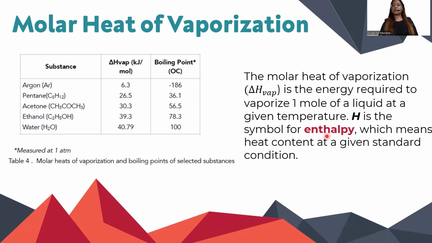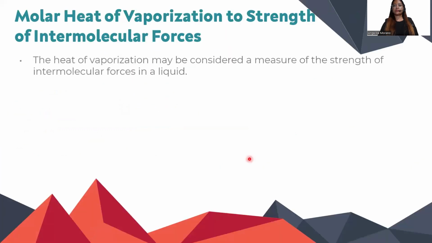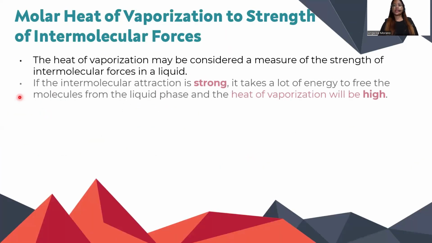So H is the symbol for enthalpy, which means heat content at a given standard condition. So the heat of vaporization may be considered a measure of strength of the intermolecular forces in a liquid. So if strong ang intermolecular attraction, it takes a lot of energy to free molecules from the liquid phase and the heat of vaporization will be high. Sa katong akong explain kagaina, no? The more nga taas or strong ang intermolecular attraction, the energy needed to break those molecules apart will also be high. So therefore, in this case, the heat of vaporization will also be high.